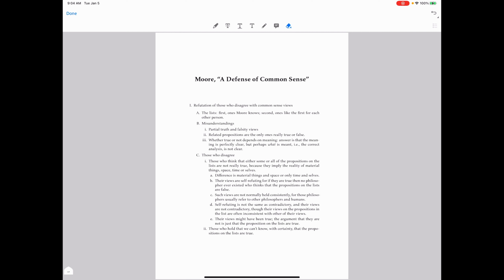So Moore's defense of common sense says, don't do that. Point 3 is, don't confuse the list of things that I've given you with something that depends on meaning or ambiguity or is subject to such sorts of things. So, now that we have the lists in front of us, what about those who disagree? Here there are 2 kinds of disagreements. The first is metaphysical, the second is epistemological.